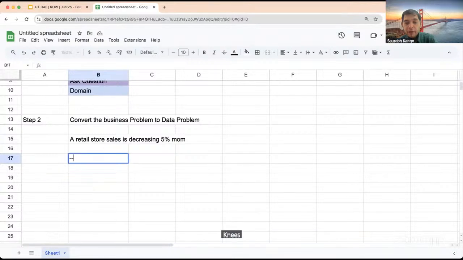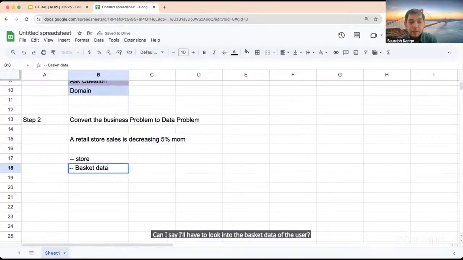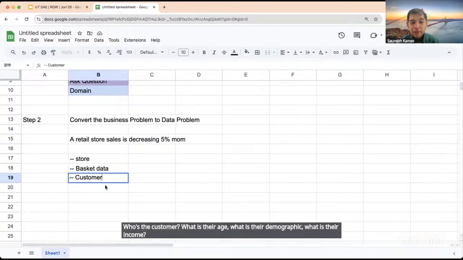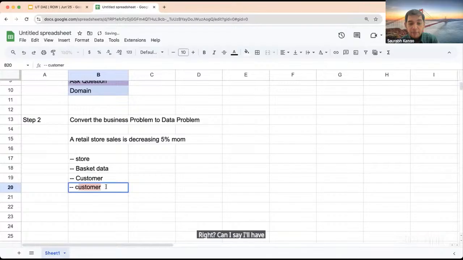Can I say I'll have to look into the store data? Can I say I'll have to look into the basket data of the user? Can I say I'll have to look into the customer data? Who's the customer? What is their age? What is their demographic? What is their income? Right? Can I say I'll have to look into a very important part, which is competition data?